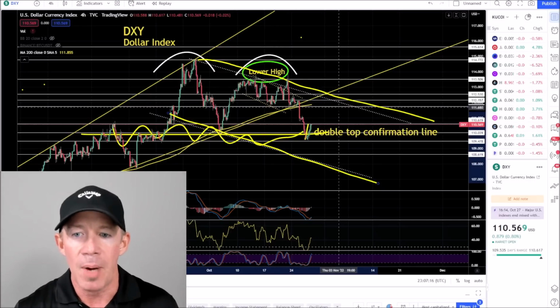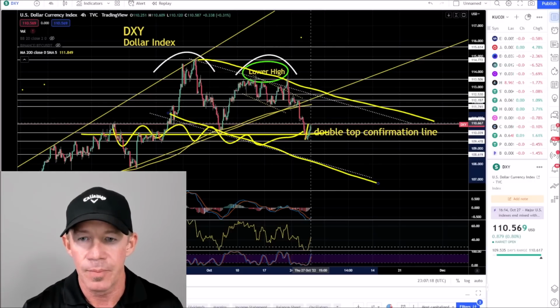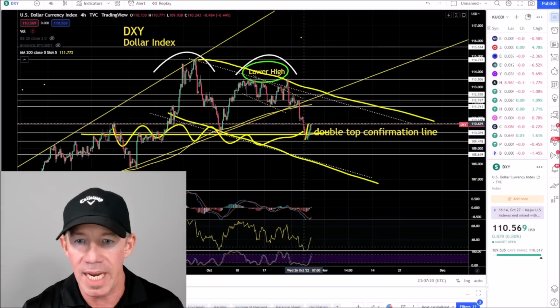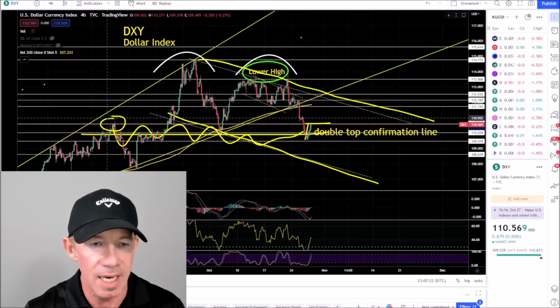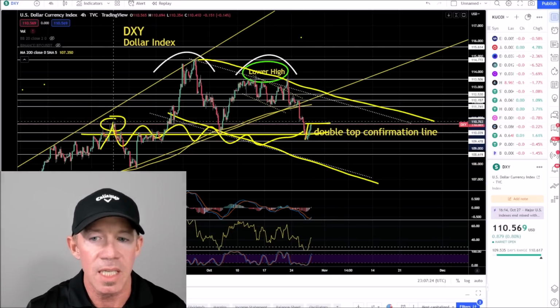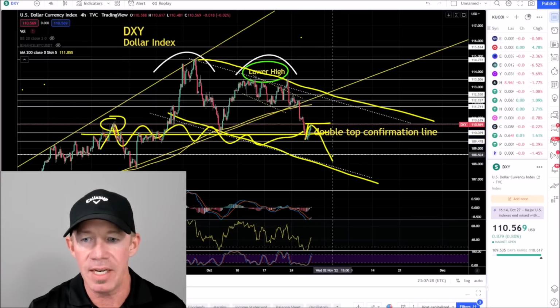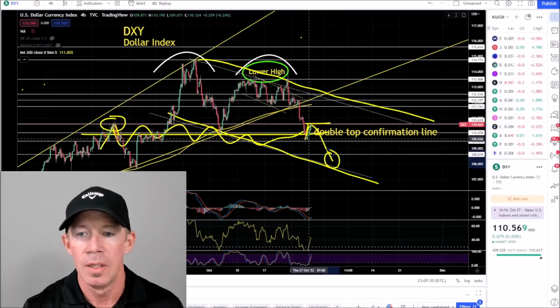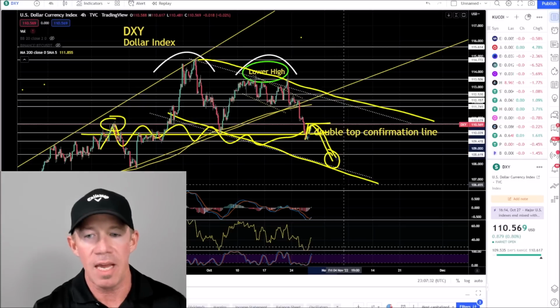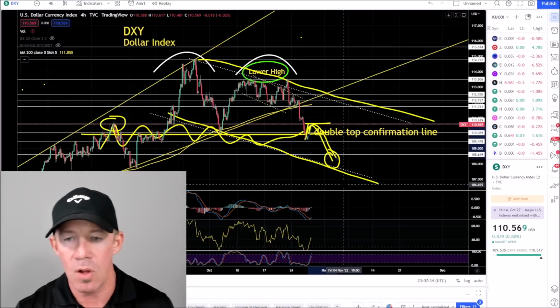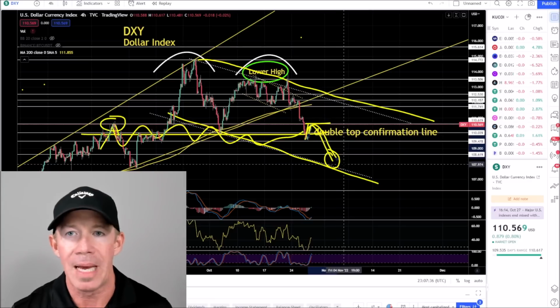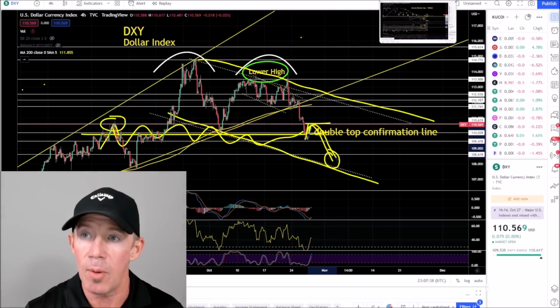But this thing needs to get rejected right here. See this high right here? See this high? So this previous ceiling is still the ceiling. It needs to get rejected here and then dollar downside. This dollar downside can save Bitcoin, save altcoins, stock market bounces. Okay, so we need that for tomorrow.